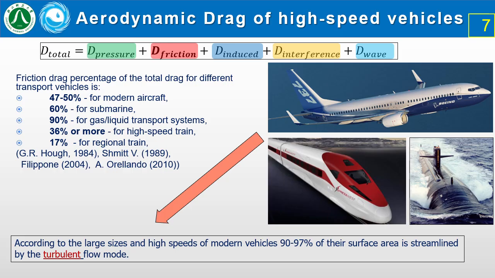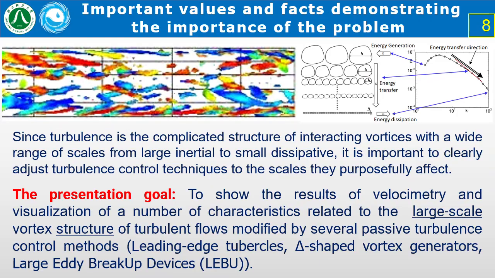Therefore, any application of drag reduction technology first of all means the control of turbulence. Since turbulence is a complicated structure of interacting vortices with a wide range of scales, from large inertial to small dissipative, it is important to clearly adjust turbulence control techniques to the scales they purposefully affect.